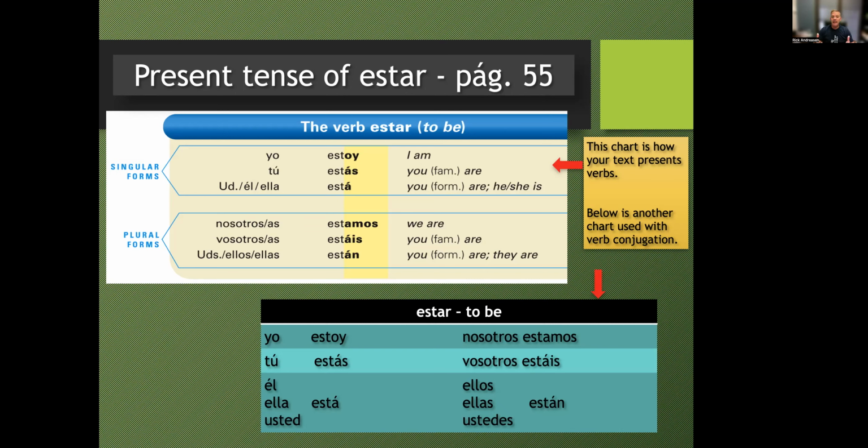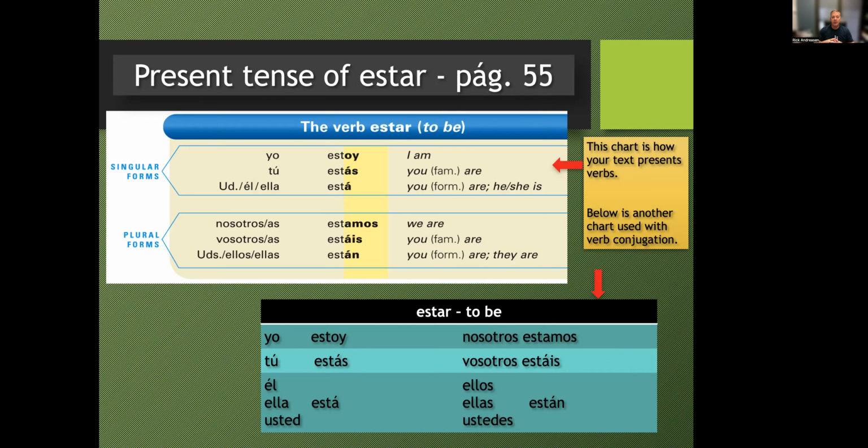So I'm going to have you repeat after me. Clase repitan. Yo estoy. Tú estás. Usted está. Él está. Ella está. Nosotros estamos. Vosotros estáis. Ustedes están. Ellos están. Ellas están. And I skipped the nosotras and vosotras form, but it's the same.